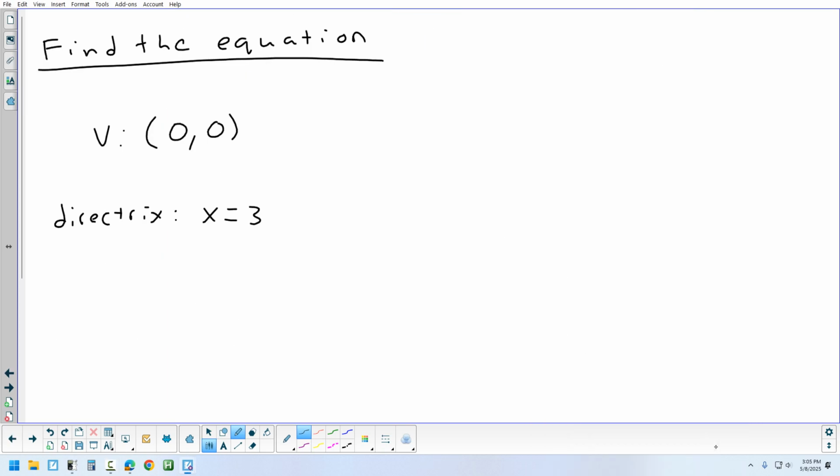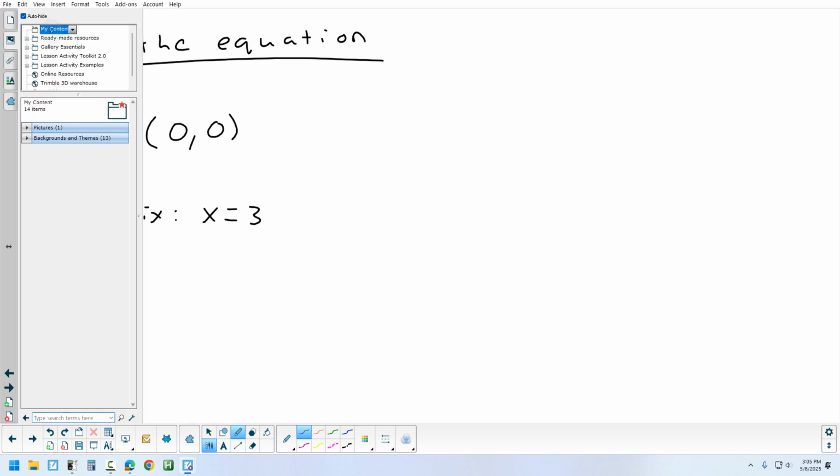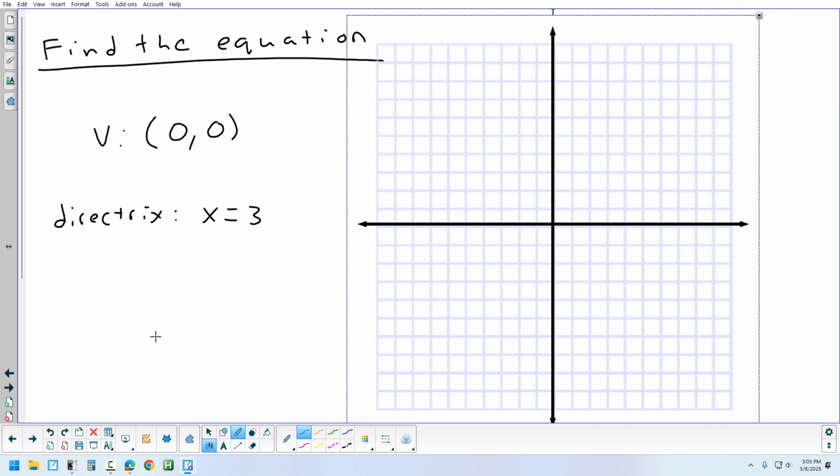Okay, so this one, they want us to find the equation, but this time they have not given us a picture. So it might be helpful to make a sketch, and then we can start to figure out which way this thing is going to open. When you have a directrix of x equals 3, what kind of line is that? How would you graph x equals 3? Like a straight vertical line, when x is 3. Yep.